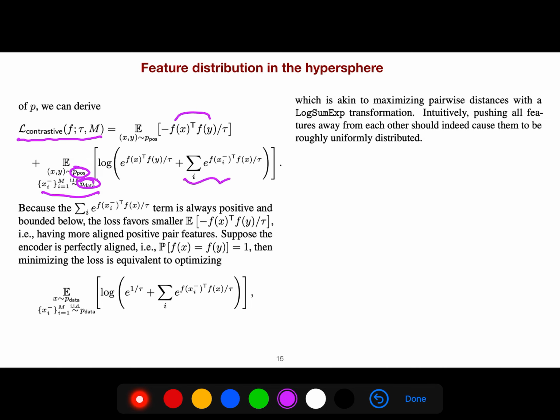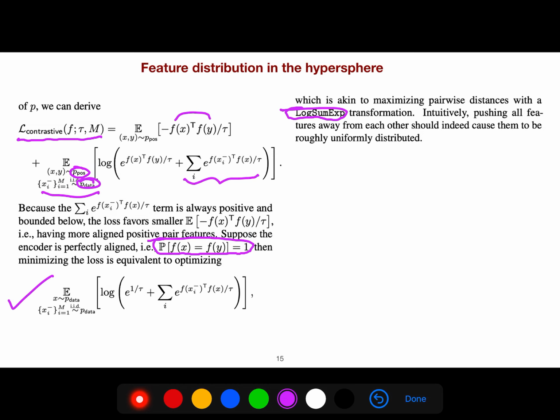Because this term is always positive and bounded below, the loss is smaller with more aligned positive pair features. Suppose the encoder is perfectly aligned, meaning f(x) equals f(y), where x and y are positive pairs. Then minimizing the loss is equivalent to this expectation, which is just maximizing pairwise distances with a log-sum-exponential transformation.